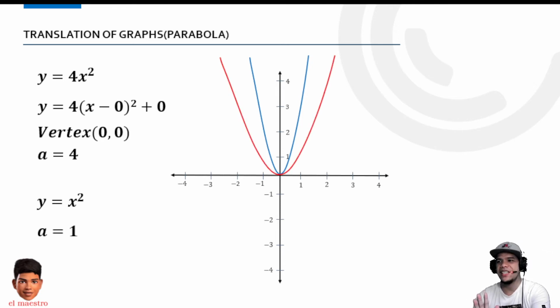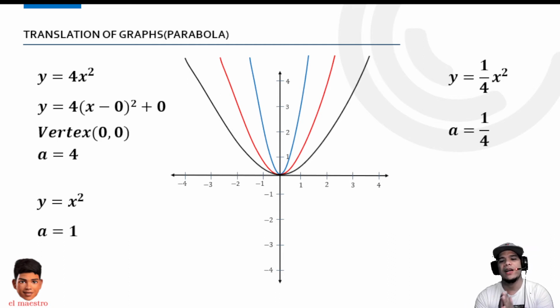Ganyan. So, napansin nyo? May difference ngayon na pag nag-change yung a, nag-wide yung ating graph. Tingnan natin, i-change pa natin yung value ng a to a smaller value. Let's say for example, y is equal to 1/4 x squared, meaning our a is equal to 1/4. If we graph this one, ganito yung kalalabasan niyan. So meaning, nagwa-wide siya. So ano masasabi natin ngayon?